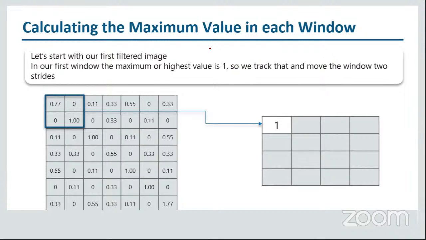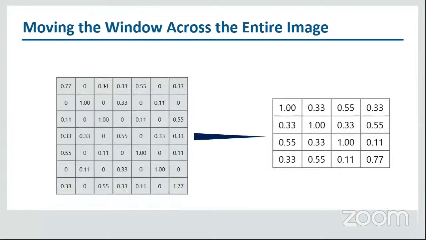Now what I am doing here is, basically 0.77, 1, 0 and 1. The highest of this I got is 1. I will do the same thing for my next box. In this box, the highest was 0.33. In this box, the highest was 0.55. In this box, the highest was 0.33. That way, I reduce the whole dimensionality. This is the pooling. I converted a 9 cross 9 matrix into a 4 cross 4 matrix.